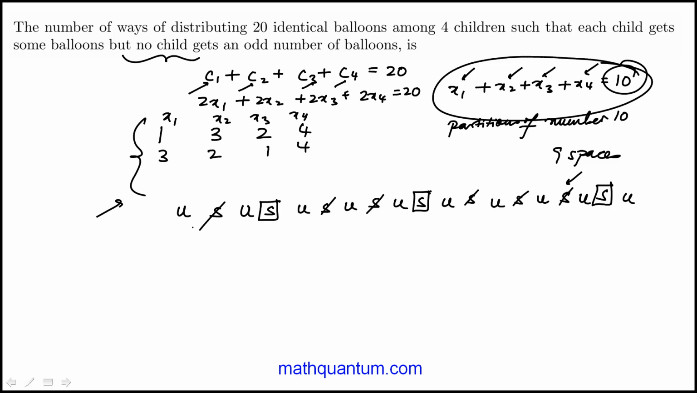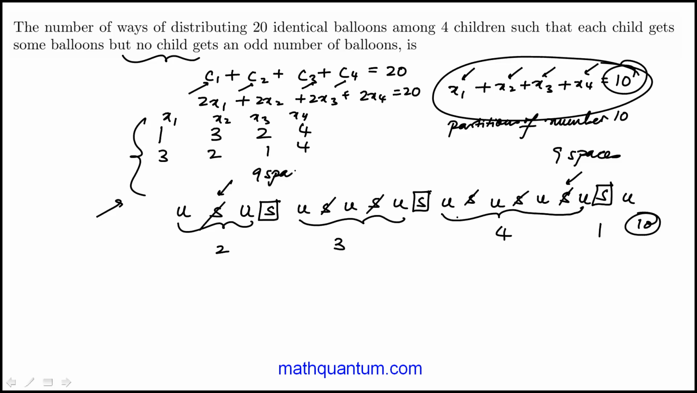Then what you have is a solution. So this would be 2. I have 3 here, and 4, and 1. And of course, these have to add up to 10. So this is one solution. So the problem really is about selecting 3 spaces, and it could be anywhere, from these 9 spaces.